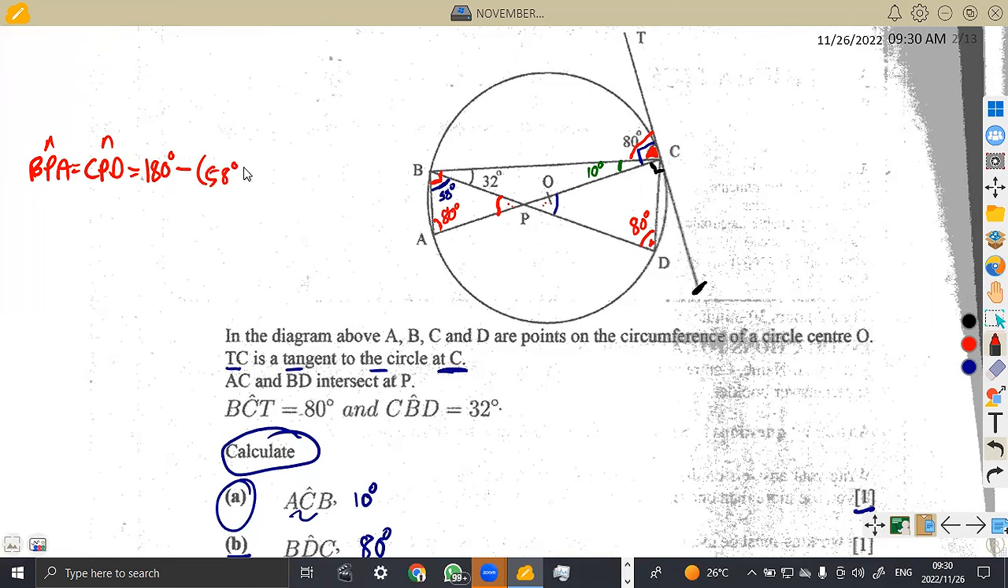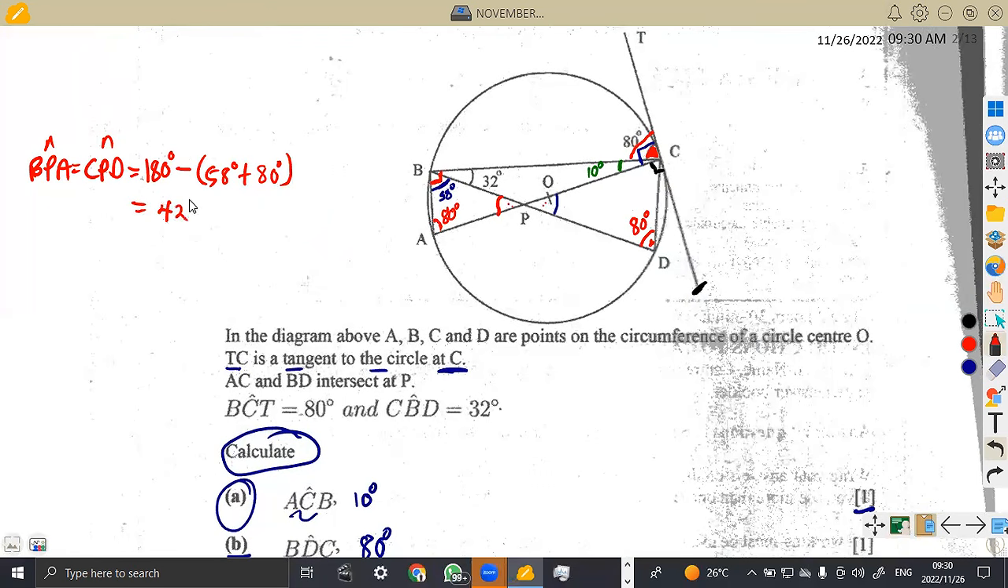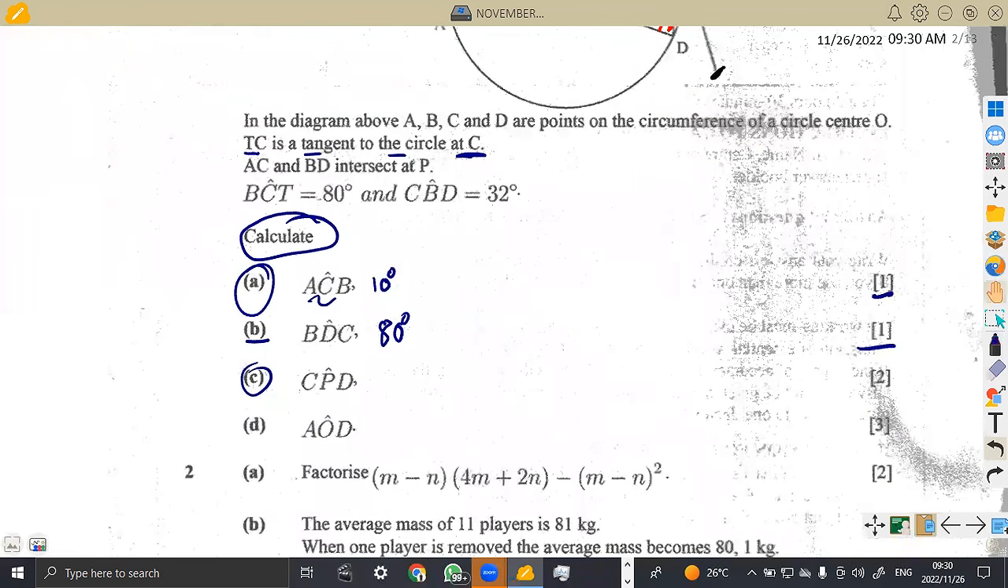So we're going to have 58 degrees plus 80 degrees. You can just use your calculator directly here. 180 minus, just open bracket, 58 plus 80 degrees. So we are going to have 42 degrees here. So this angle is 42. So meaning if this angle is 42 degrees, this angle here is also 42 degrees. So that is what we are having on CPD. So this is 42 degrees.